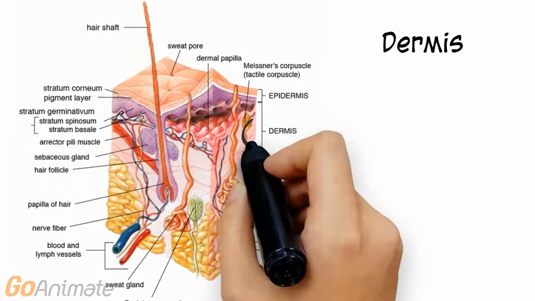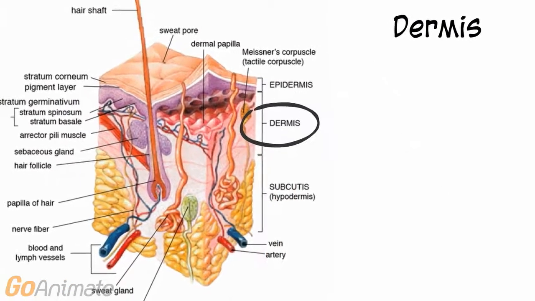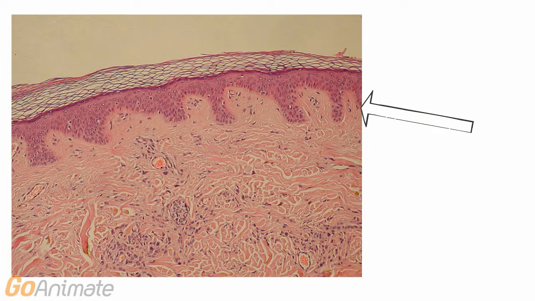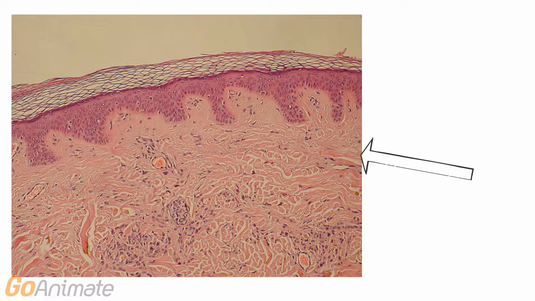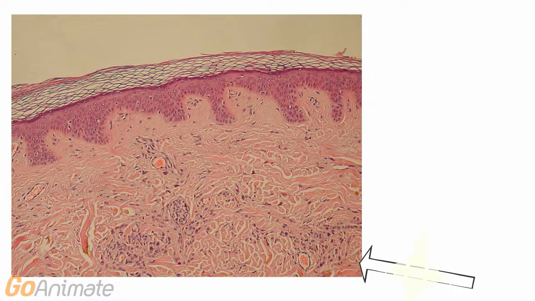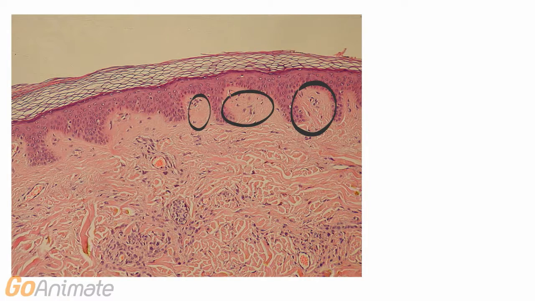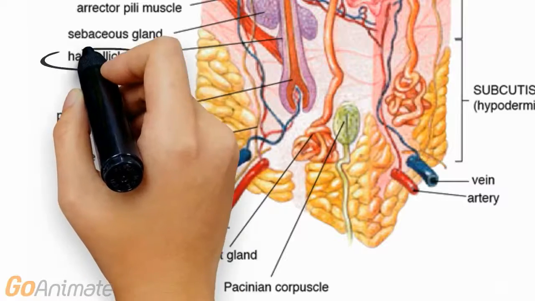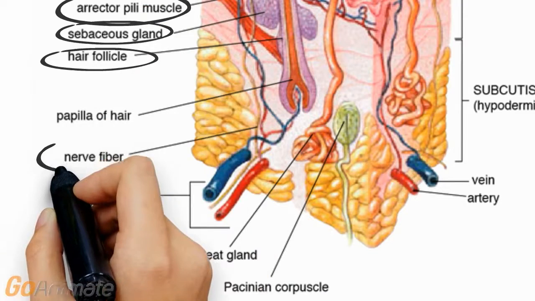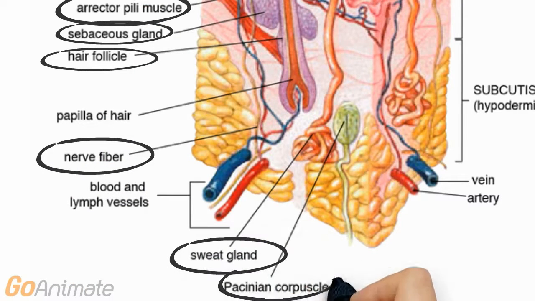Let's look at the dermis in more detail. The dermis contains connective tissue. The border between the epidermis and dermis contains undulations called dermal papillae. There are a lot of structures in the dermis. These include hair follicles that contain sebaceous glands and erector pili muscles, nerve fibers containing sensory receptors, sweat glands, and Pacinian corpuscles, a type of sensory receptor.